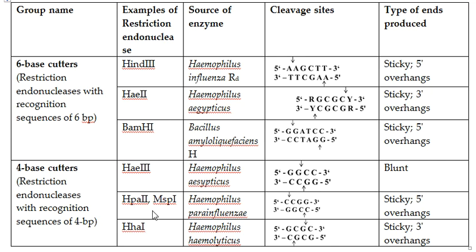In this column you can see some examples of 6 base cutters, and here are some examples of the 4 base cutters. Now these are the sources of these enzymes, I mean the bacteria from which these enzymes have been isolated. We have already seen that Hind2 or Hind3 are isolated from Haemophilus influenzae serotype D. So that's how they are named.